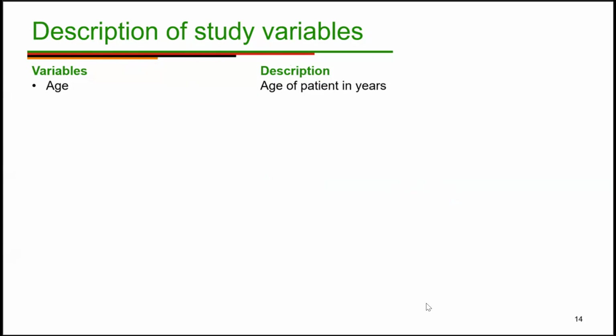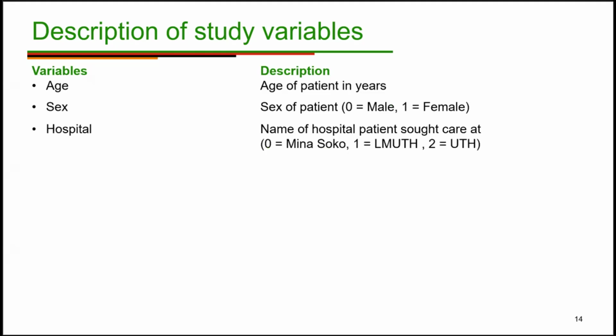So I did share with you an RMD file, R Markdown file, and also a data set ahead of this schedule. The data set has the following variables. It has age, which basically is the age of the patient in years. It has sex, coded as 1 for females and 0 for males. It has the hospital where the patient sought care, and the 3 hospitals are 0 for Mainasoko, 1 for Levy Mwanawasa University Teaching Hospital, and 2 for the University Teaching Hospital.